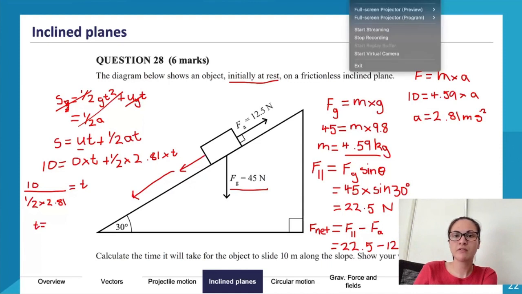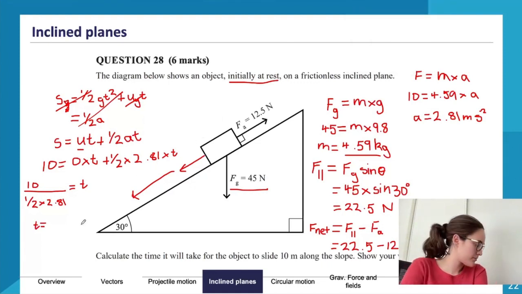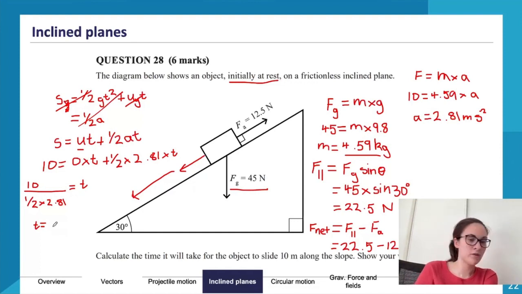Sorry, just make sure this thing's going. Yep, cool. Yeah, so 10 divided by half times 2.81, we end up with 7.12 seconds. That's how long it takes to slide 10 meters along the slope. Okay, if you have any questions about that, feel free to ask.